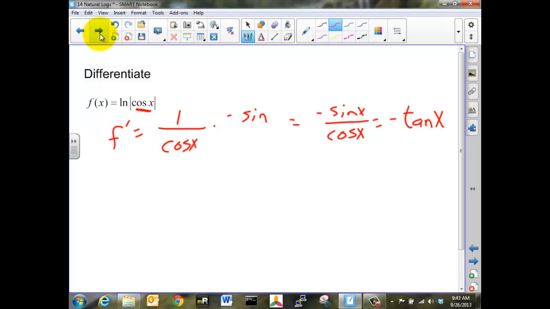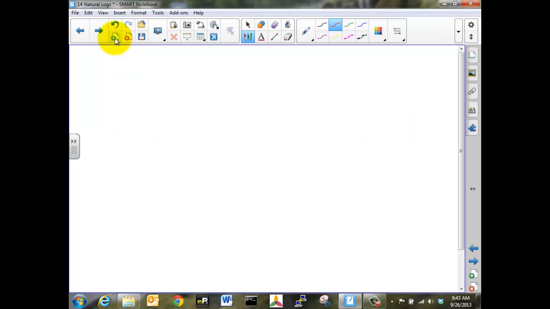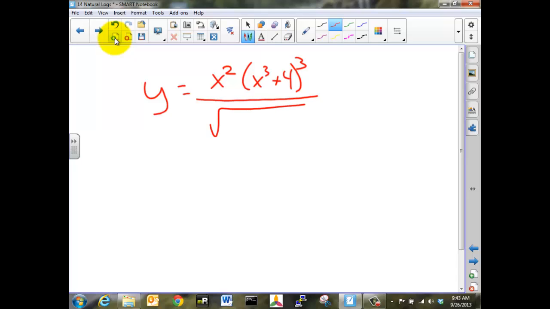All right, now I want to show you one more problem and show you the great benefit of this. Okay? So let's say y equals, let's just do something real ugly. x squared times (x cubed plus 4) cubed over the square root of 2x plus 5. Okay? I've just made that up off the top of my head here. What's the problem with finding the derivative of that?